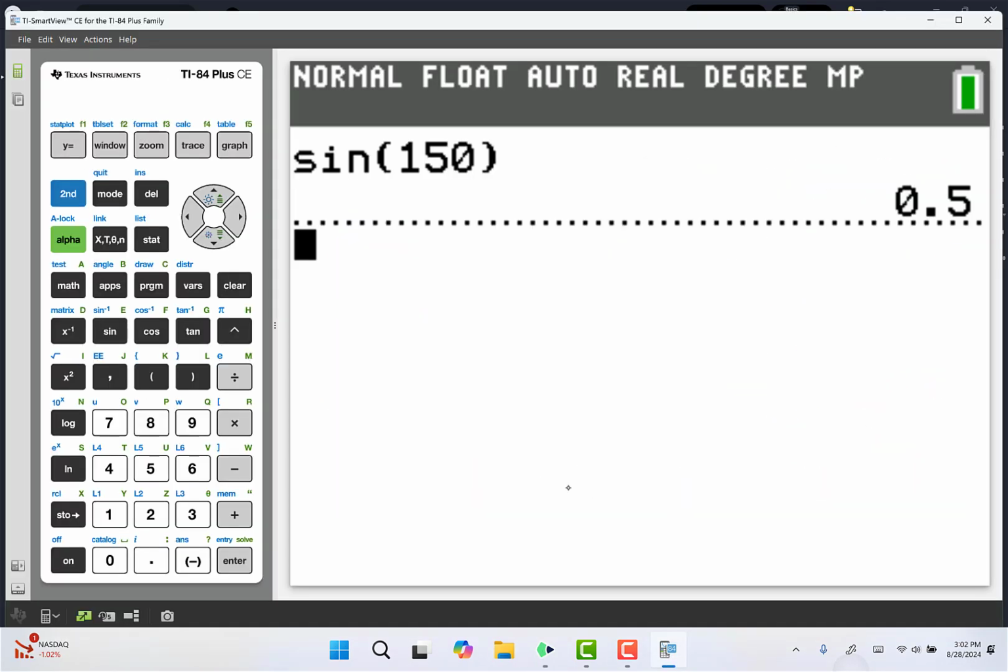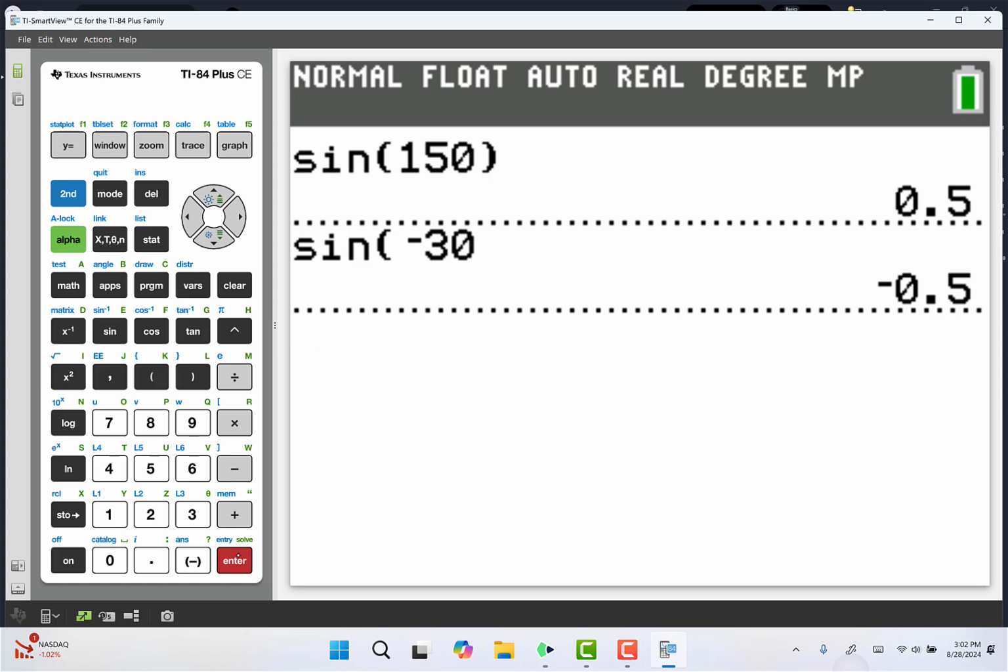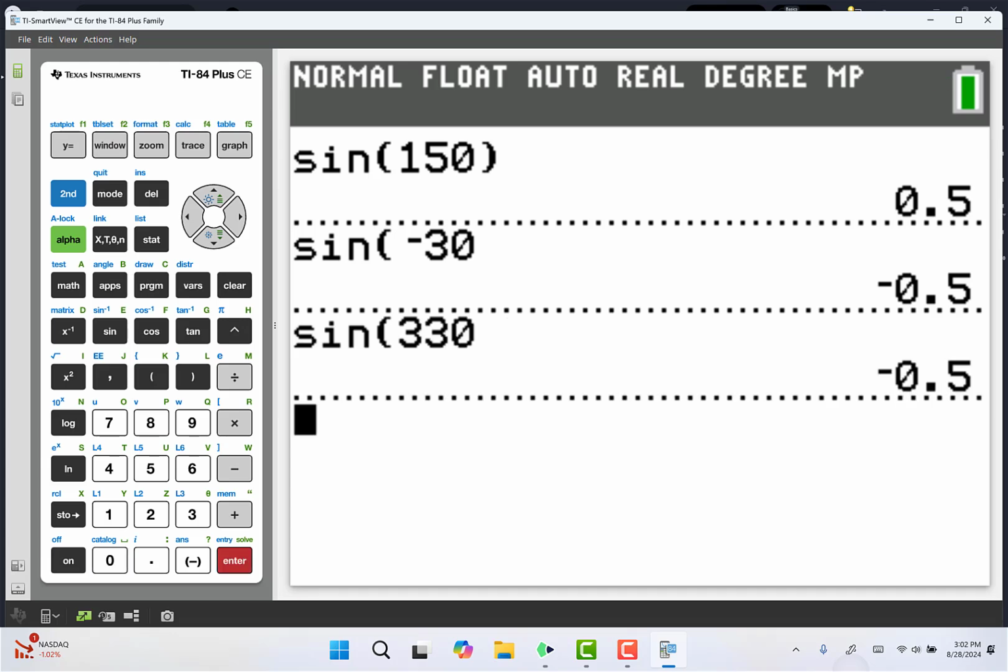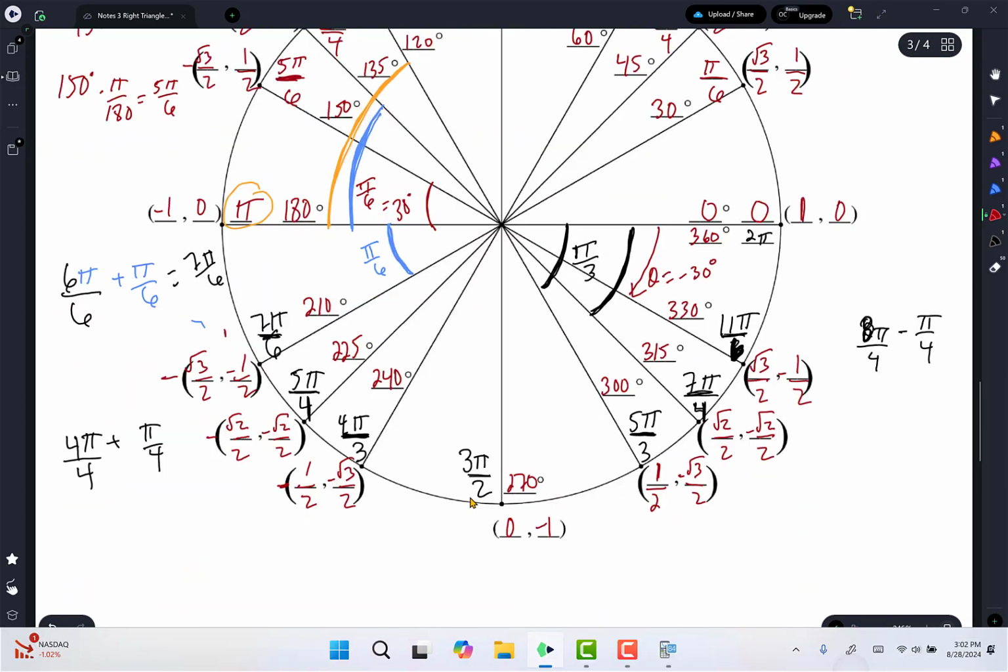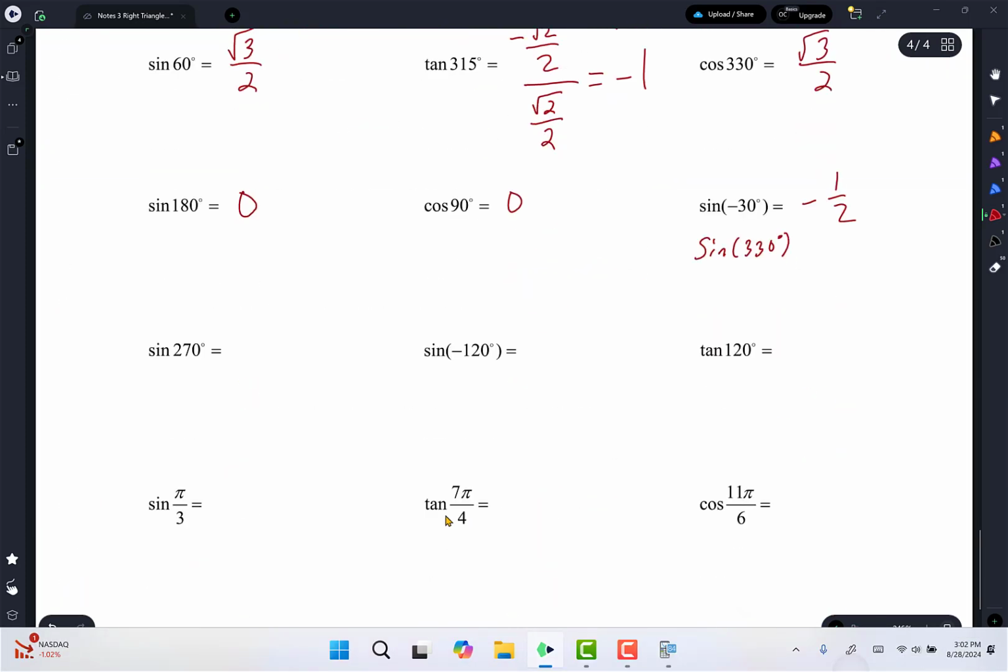Look, it's also true. If I take my calculator and I go sine -30, look what happens. Voila. Sine 330. Voila. Isn't that cool? All right, let's continue.